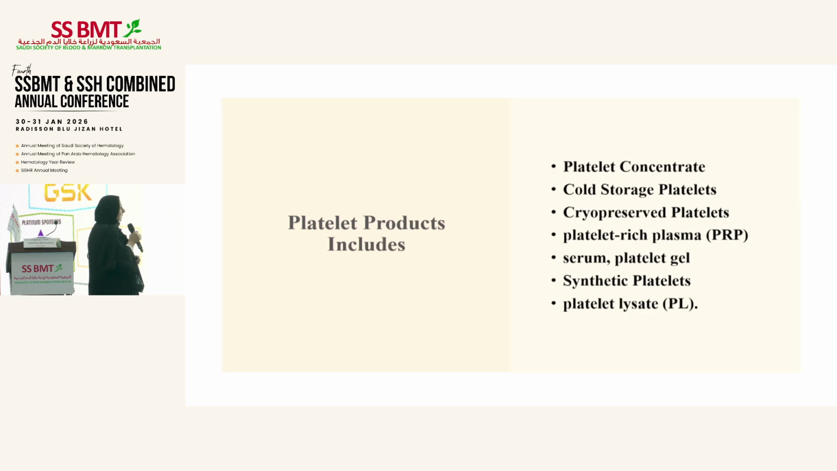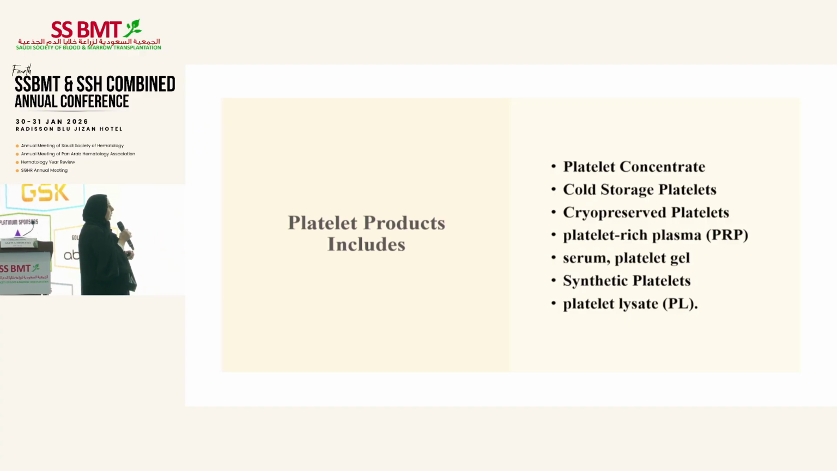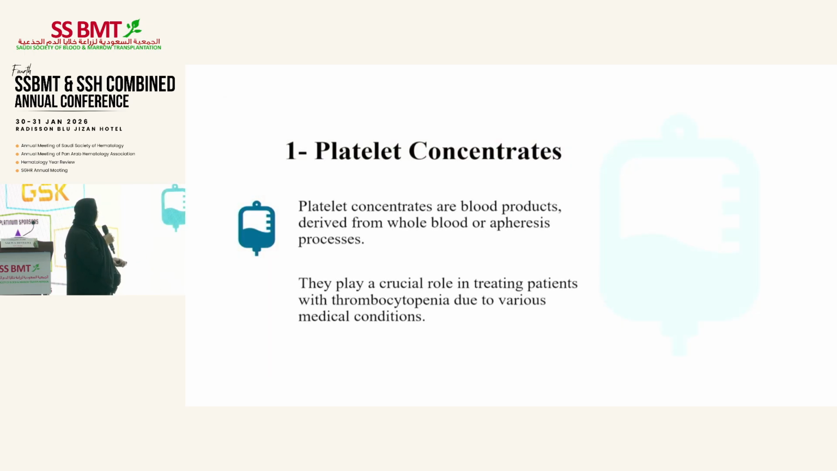Not yet, but in practice it is a good option for us, and this is one of the reasons why I'm giving this presentation. Cold storage platelets are important to have in our blood banks, especially large, big blood banks, if we need them for hemorrhage or bleeding patients. Then cryopreserved platelets, and also platelet-rich plasma, PRP, serum platelet gel, synthetic platelets, and platelet lysate. Human platelet lysate is a modern product, which is very important to know about.